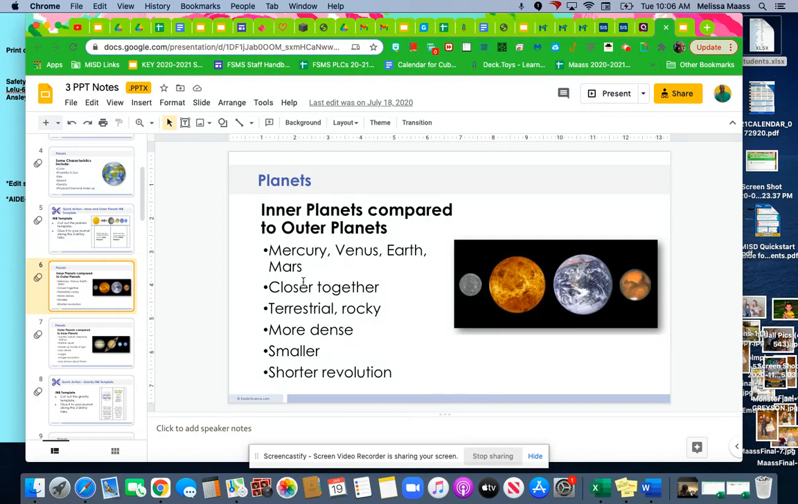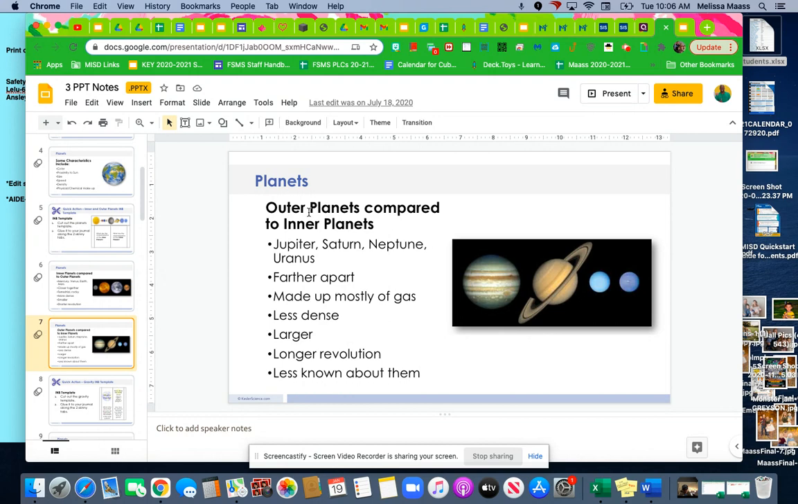They will be more dense, meaning if they were able to fit into a tub of water, more than likely a lot of them will sink, all right, because they're more dense. They're going to be smaller than the gas giants. The gas giants are massive, and those are the outer planets. So these inner planets are a lot smaller, and their revolution around the sun is going to be a lot shorter than the gas giants. We will talk about the outer planets when we get to them, but we're just going to focus on the inner ones today.